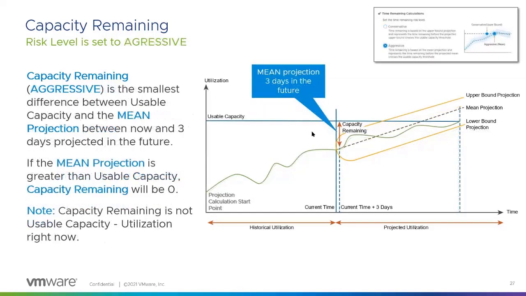And then the next one here is aggressive. So now I'm going from the mean 3 days in the future, looking at the mean of the projection between there and the usable capacity line. So that gives me my capacity remaining. Hopefully that makes sense. Then the key part for capacity remaining is to remember it's a 3-day projection.